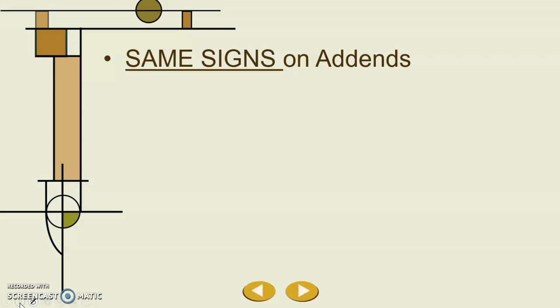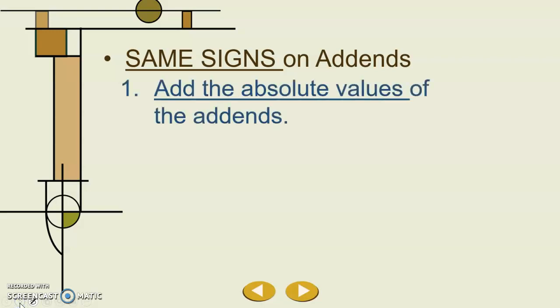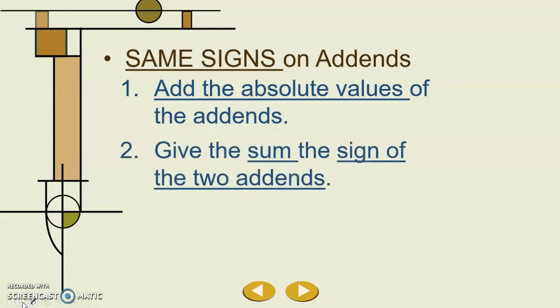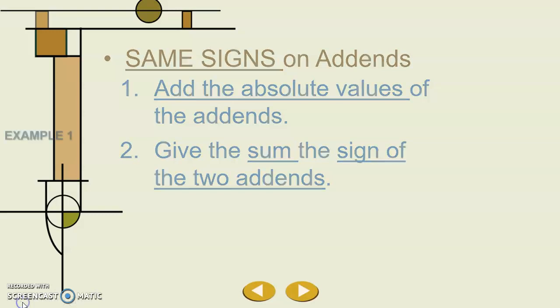There are 2 steps when we have the same sign on the add-ins. So if we have 2 add-ins and they are both positive or they're both negative, they have the same signs. First, we add the absolute values of the add-ins. That's essentially just the digit without regard for the sign. Then we give the sum the sign of the 2 add-ins. So let's write those steps down and then take a look at some examples. Add the absolute value, give the sum the sign of the 2 add-ins.